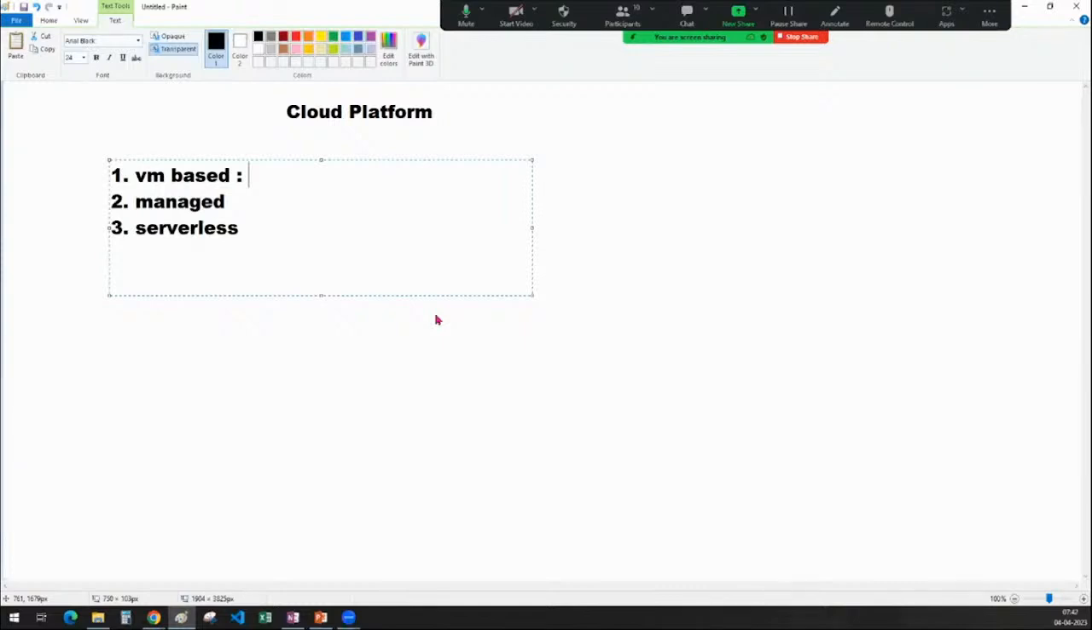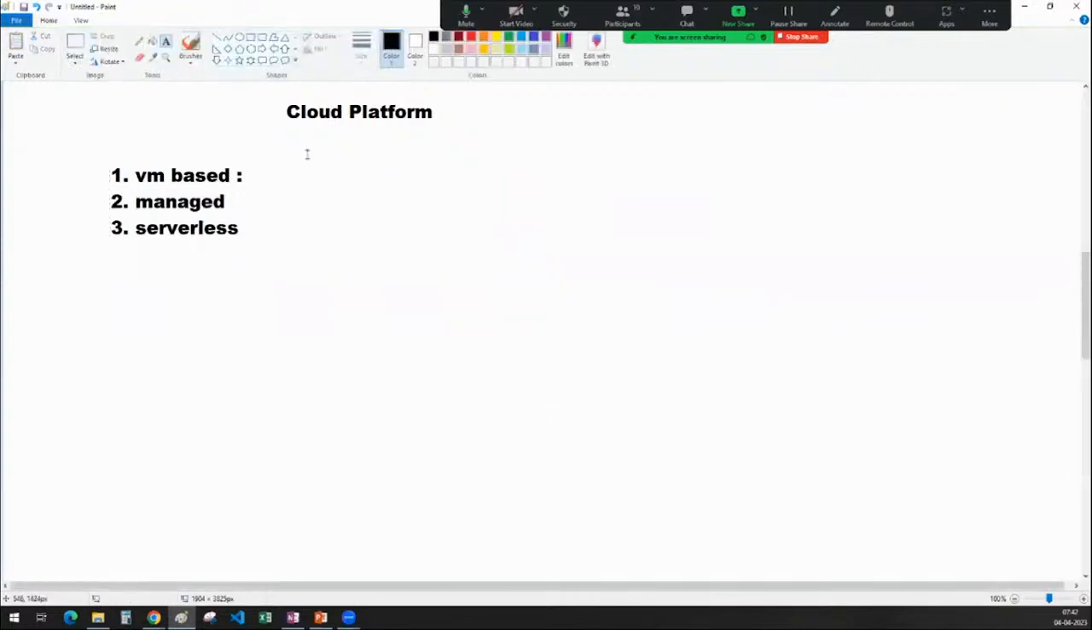What do you mean by that, sir? In VM based services, for example, look at your laptop. In your laptop, if you wanted to work with Python coding, or if you wanted to develop an application, what do you do? You manually download software like Python, and you provide some resources to that.